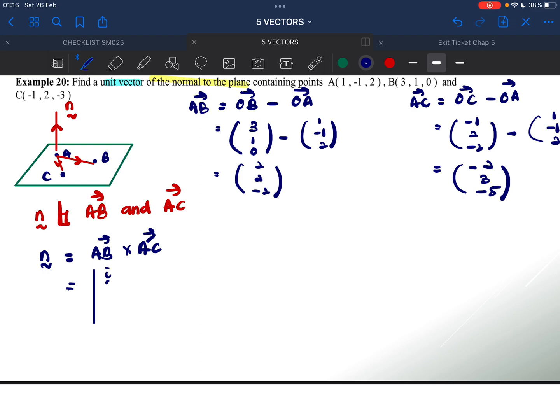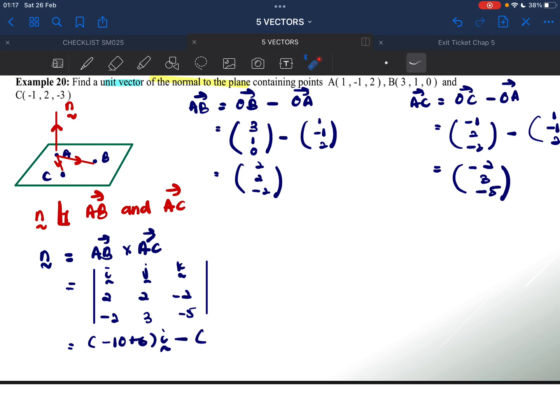Alright, so we have i, j, k. The vector of AB is 2, 2, negative 2. The vector of AC is negative 2, 3, negative 5. And now we have the normal, which is negative 10 minus 6, then negative 10 plus 6, and so on.